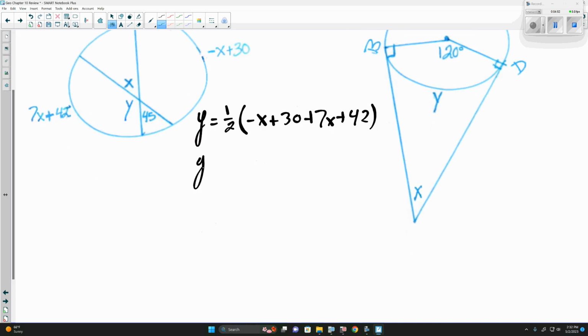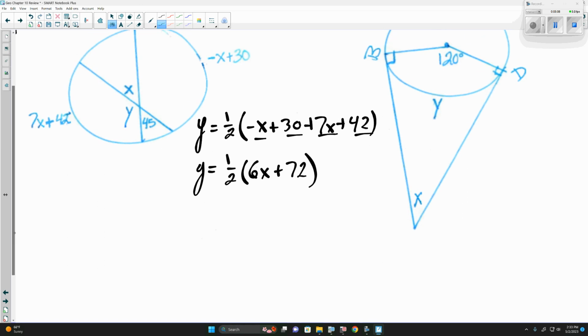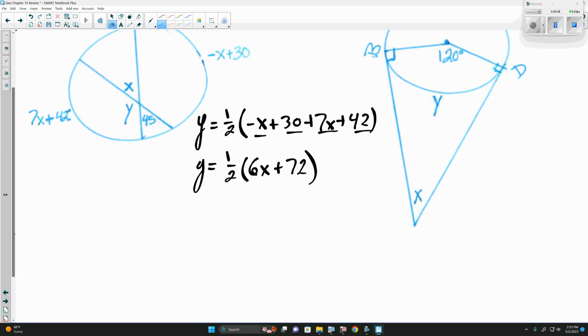Now the first thing we can do is combine like terms. So negative x plus 7x is 6x. 30 plus 42 is 72. Now we can distribute the 1/2, or we can multiply both sides by 2. Which one do we want to do? Multiply the 1/2 through. If we do that, 1/2 times 6x is 3x, and 1/2 of 72 is 36.